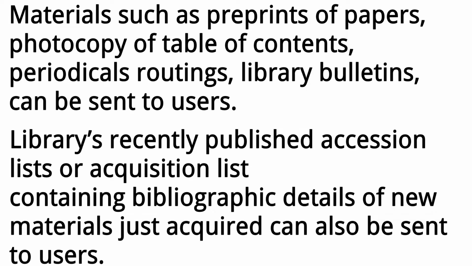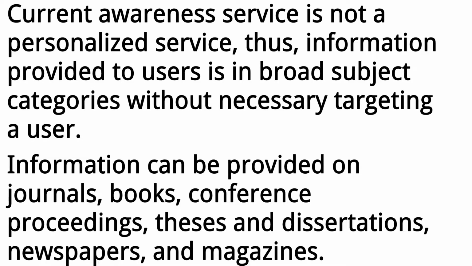Materials such as preprints of papers, photocopies of tables of contents, periodical routings, and library bulletins can be sent to users. Libraries' recently published accession lists, or acquisition lists containing bibliographic details of new materials just acquired, can also be sent to users. Current Awareness Service is not a personalized service, thus information provided to users is in broad subject categories without necessarily targeting a user. Information can be provided on journals, books, conference proceedings, theses and dissertations, newspapers, and magazines.